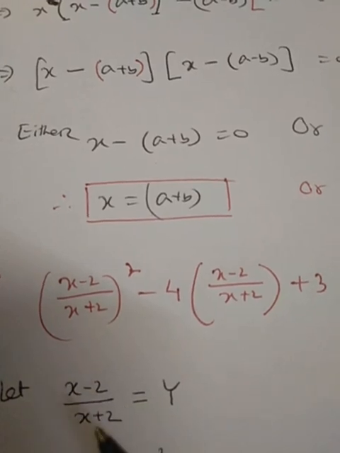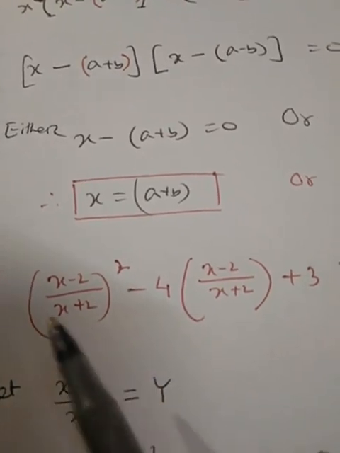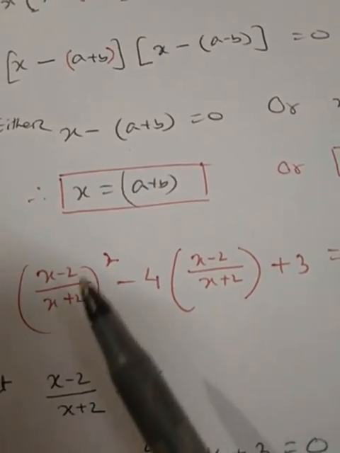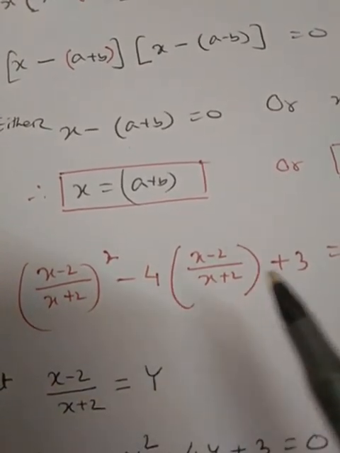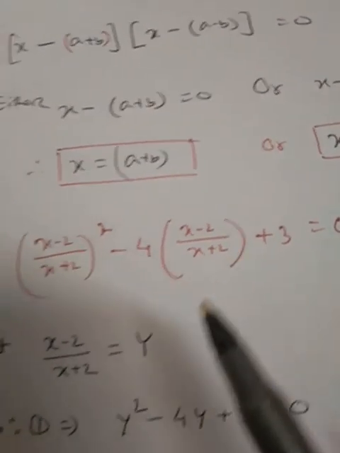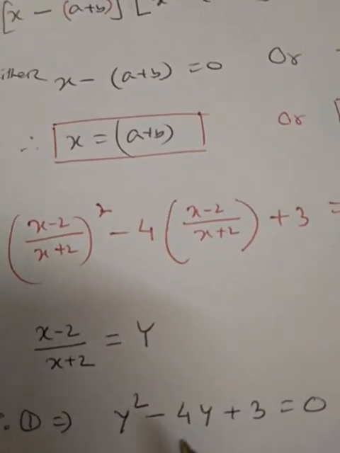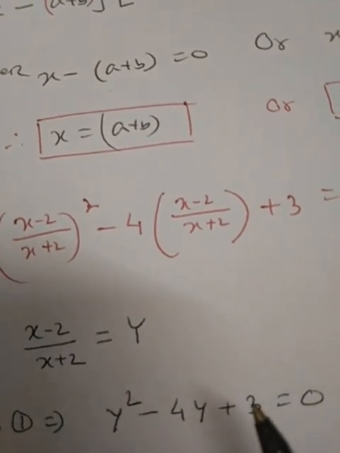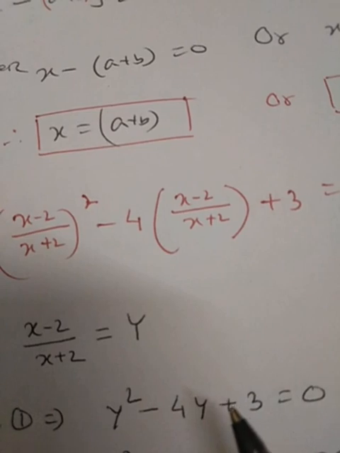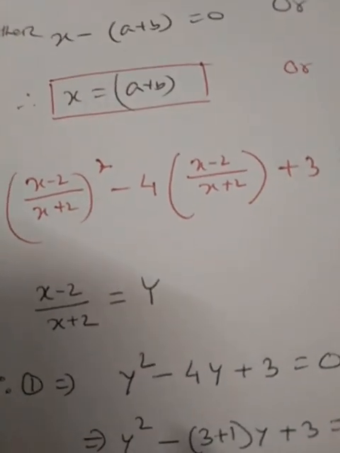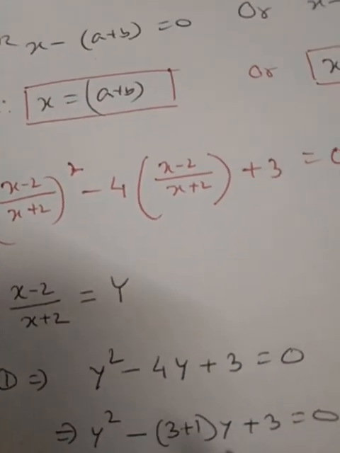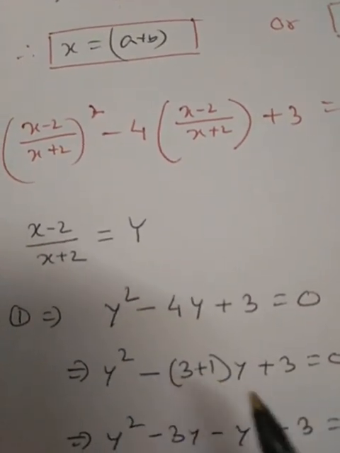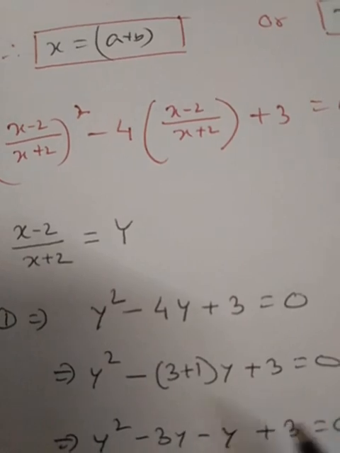Let x minus 2 by x plus 2 be y. So then this equation will be a simple quadratic equation. This will become y square minus 4 into y plus 3 equals 0, that we have written here. And now we can factorize it easily, because 3 means 3 into 1, and 3 plus 1 is 4. So in place of 4 we can write 3 plus 1. Then y square minus 3y minus 1y plus 3 equals 0.